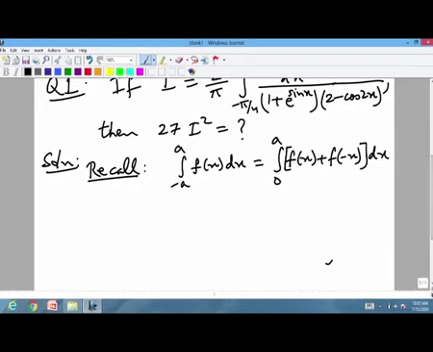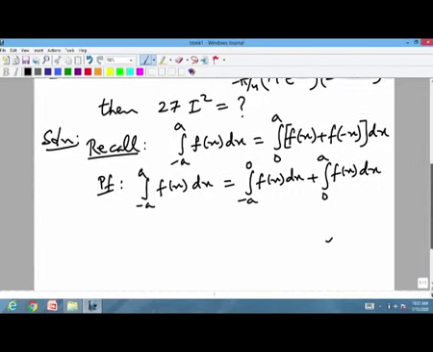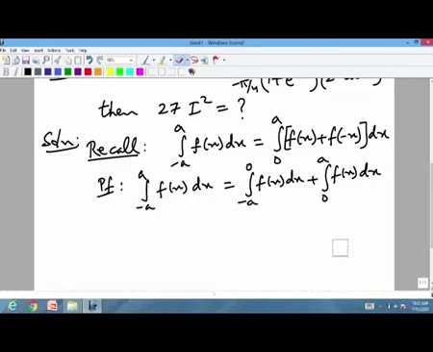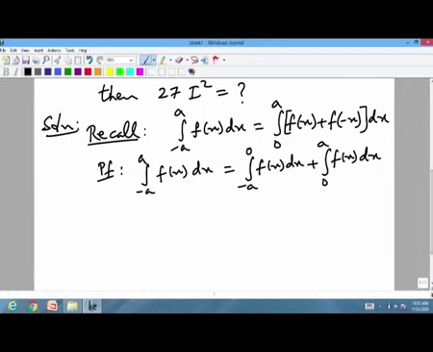The proof of this is very simple. What we do is, the integral from minus a to a of f(x) dx can be written as the integral from minus a to 0 of f(x) dx plus the integral from 0 to a of f(x) dx. This is a simple property of definite integrals: if we have an integral from a to b, then we can split it into the sum of two integrals, from a to c and c to b.